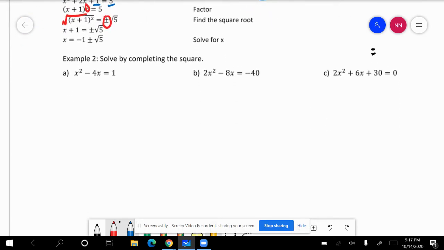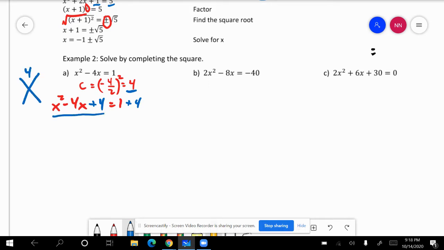So for letter A, the a value is 1, so if we divide everything by 1, it stays the same. So we're going straight to finding our new c value. We take our b value, divide it by 2, and we square it. Negative 4 divided by 2 is negative 2. Squared is 4. So I have x squared minus 4x plus 4 is equal to 1 plus 4. I'm going to factor this. Two numbers that multiply together give us 4, add up to negative 4, which would be negative 2 and negative 2. So I have x minus 2 squared is equal to 5.